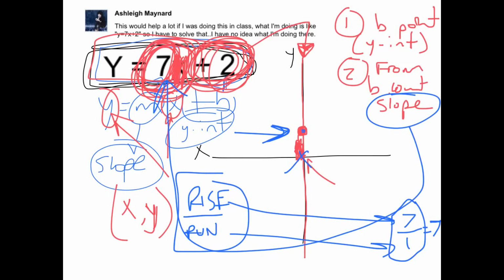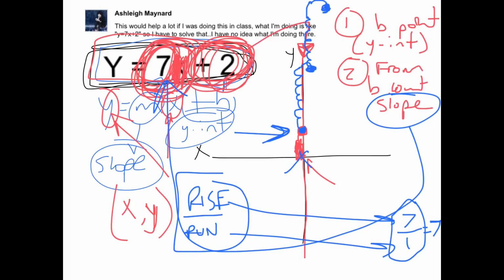So from our point that we just did, we rise 7. That means we go up 7. 1, 2, 3, 4, 5, 6, 7. I think I counted that right. 1, 2, 3, 4, 5, 6. Yeah, I did. And then we run how many? 1. We're done. Plot a point. That point is on that line. From there, you can go again. Up 7. 1, 2, 3, 4, 5, 6, 7. Run 1. You've got another point.